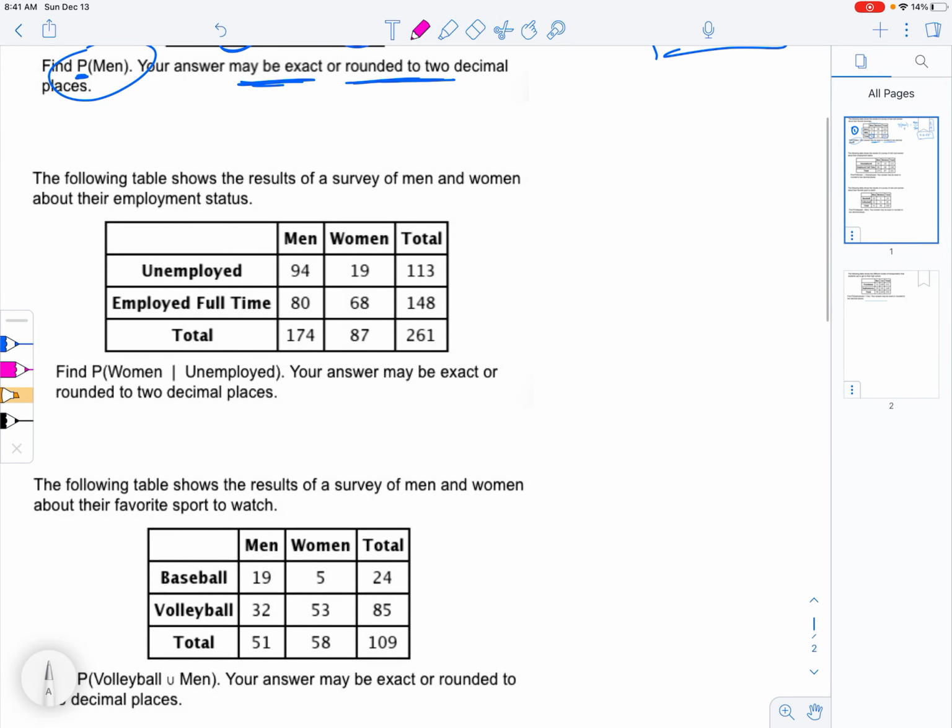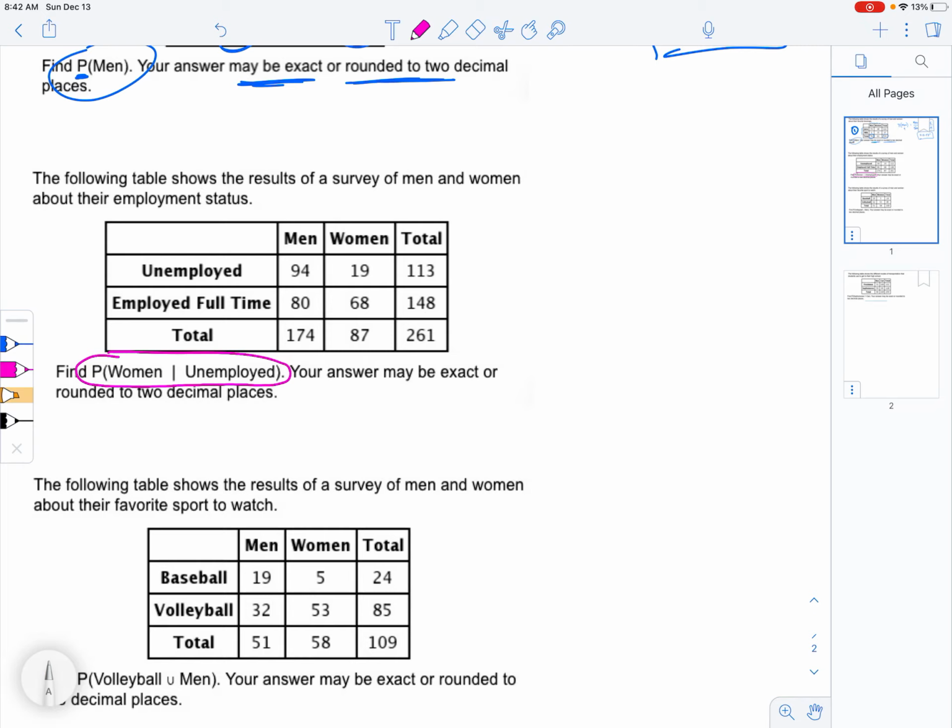The second one gives you a different question, with some different phrasing. This is about a table surveying men and women again. Some of them are employed full-time, some of them are unemployed. As before, we know how many people were surveyed, how many of them were women, how many are men, how many are unemployed, and how many are employed full-time. So we know lots of information.